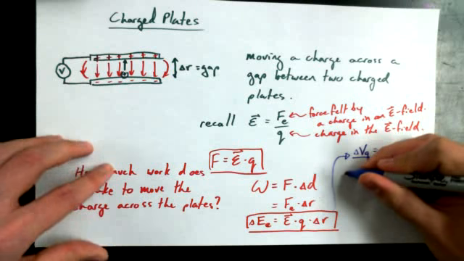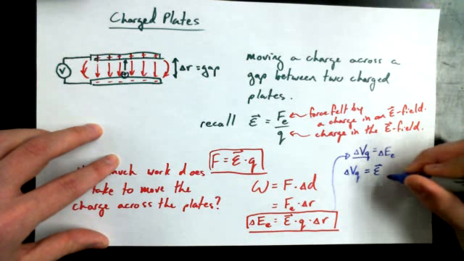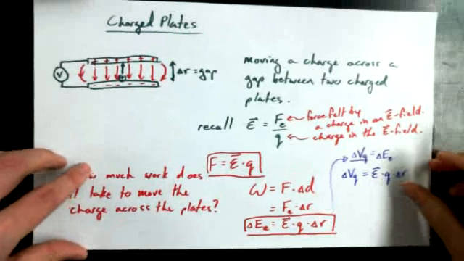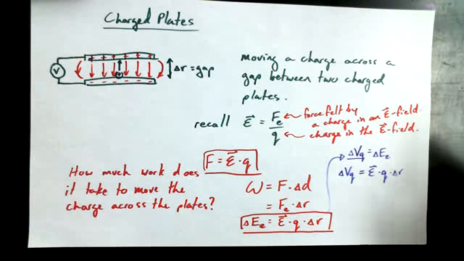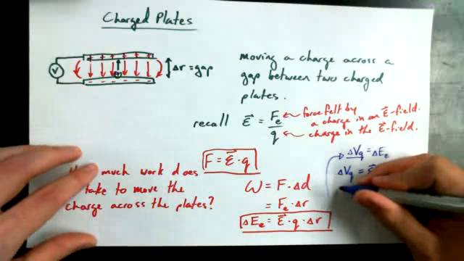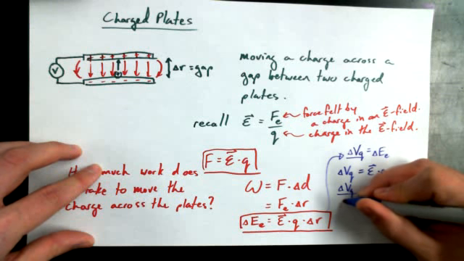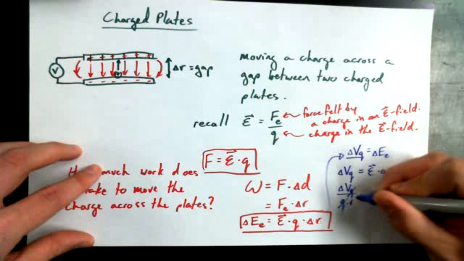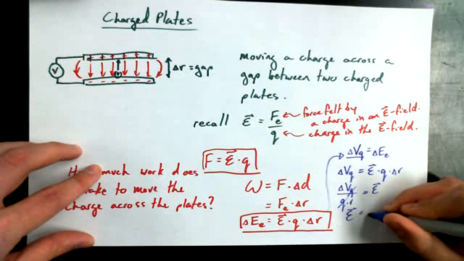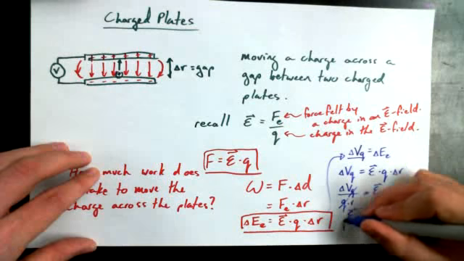Sure. So I could say delta V times Q is equal to electric field intensity times Q times delta R. And I could divide both sides by Q and delta R, and I could get electric field all by itself if you like. Delta V times Q divided by Q times delta R, the Q's cancel out, is equal to the electric field. Or I could say the electric field is equal to the voltage difference between the plates divided by the distance between the plates.